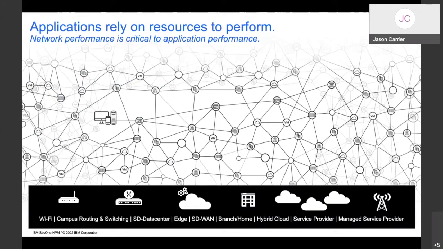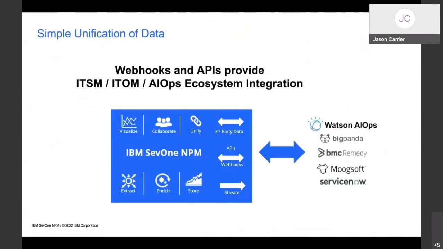We need folks who are managing the application to know what the network specialists are doing, and we need the network specialists to be able to provide data up to the application specialist so that these two folks can really work together. And to do that, we need to unify the data. We do have integrations right now that are professional services provided between Watson, Big Panda, BMC Remedy, MoogSoft, and ServiceNow. The integration that we're going to be talking about today is really a productization of the field service integration that currently exists between SevOne and Watson.